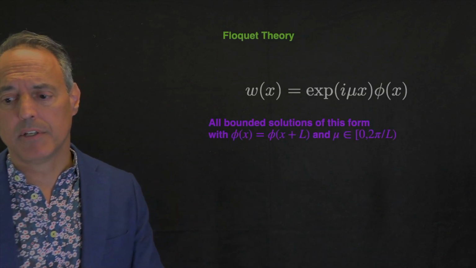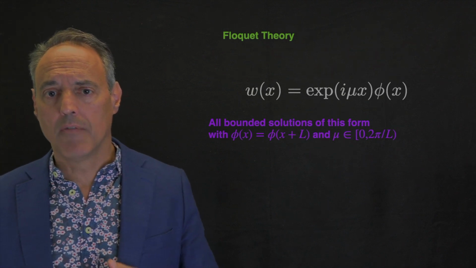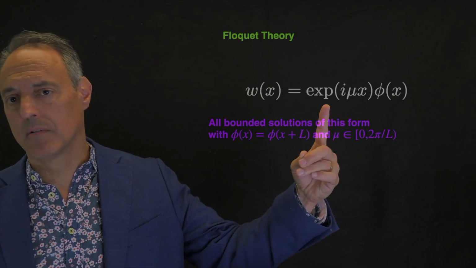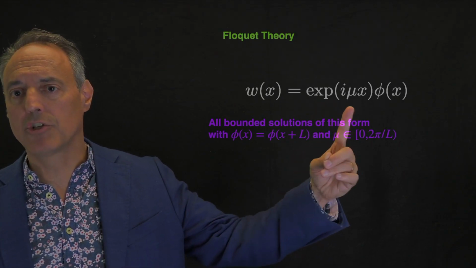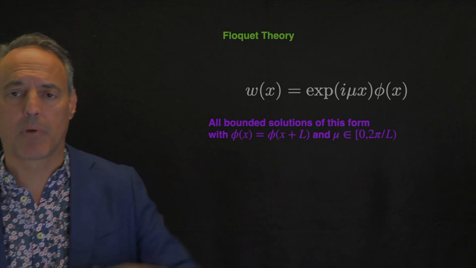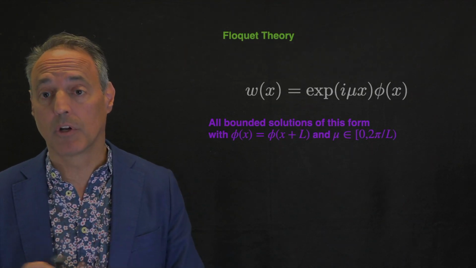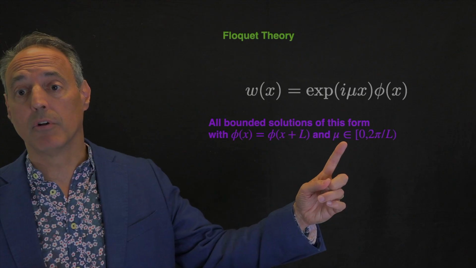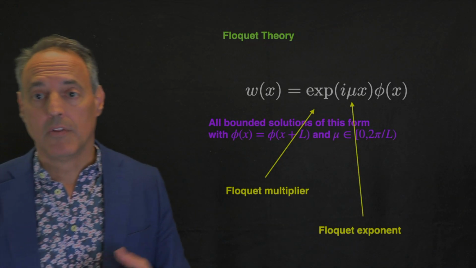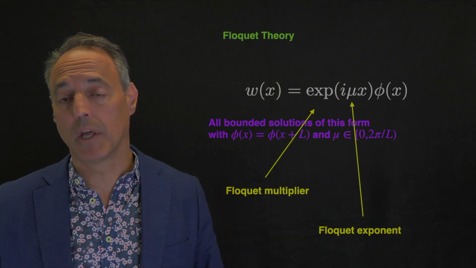The second step is the observation that comes from Floquet theory, which says all bounded solutions of this form here, where it's some exponential with mu times a function phi of x, where phi of x itself is periodic. So this is for periodic extended problems, which is exactly what we're doing here in computing the spectra, and mu is in an interval 0 to 2π over L. And so in Floquet theory, the e to the i mu x is called the Floquet multiplier, and the actual exponent itself in there is the Floquet exponent.